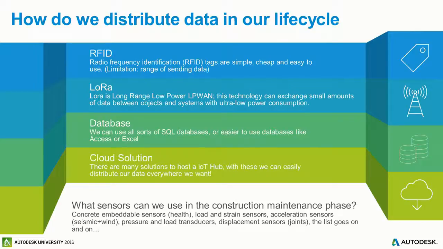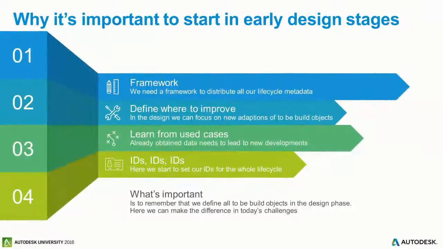Today I'm going to look at displacement sensors in a tunnel, and we're going to look at steel tension bar in a bridge sensors. So, okay, why is it important? I mean, now we know what it is, why we need it, how we get our data. But why is it important to implement it in an early stage of our projects?